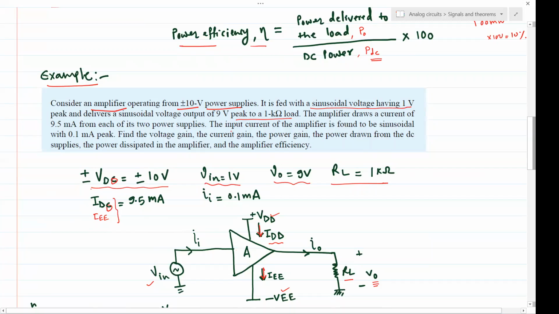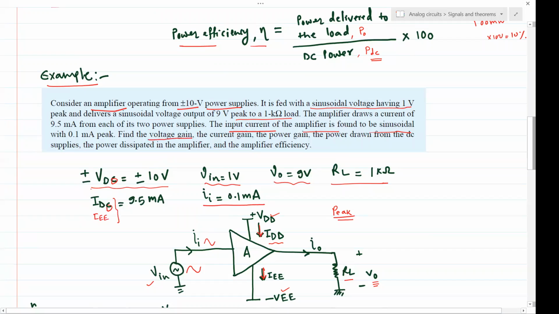Now the input current of the amplifier is sinusoidal, because we have a sine wave input voltage. So the current signal is also a sine wave input signal, and this value is 0.1 milliampere peak. All the quantities, the voltages and currents, we are indicating by peak values. Now what is asked here?